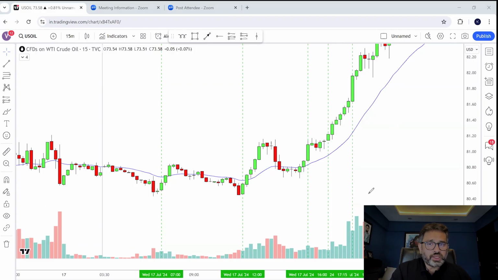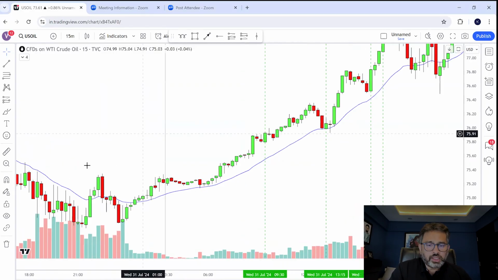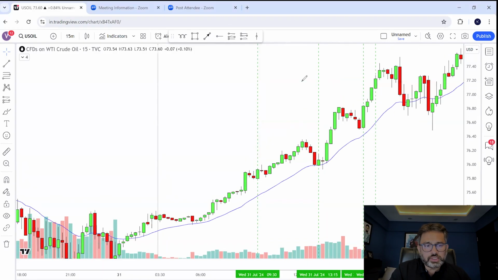Don't enter on every green bold candle. Before entering, go back and see whether it was after consolidation, after a pin bar, or after some red candles. Then it becomes high probability. And this is the last chart, 31st July. In that, you can see there was a green bold candle, green bold candle, green bold candle, right? And here also there is a green bold candle.